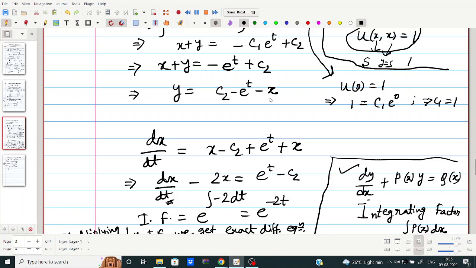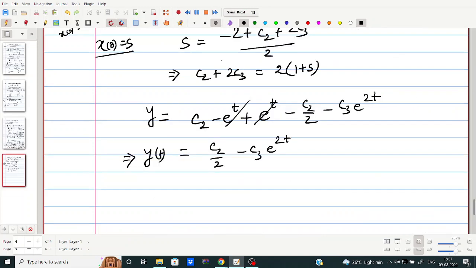X is what? X is this, I am putting. So plus e power t minus c2 by 2 minus c3 e power 2t. Right. So e power t cancels out. So I got y equal to c2 by 2 minus c3 e power 2t. Understand? C2 minus c2 by 2 is c2 by 2, and minus c3 e power 2t.